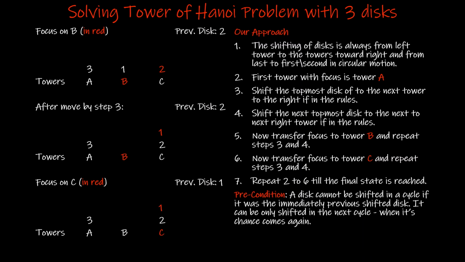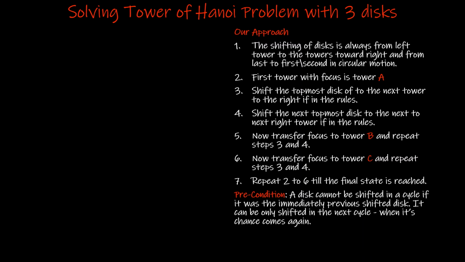Remember our rules, we can only shift the topmost disk, not any other disk. But you can see that 1 was the latest disk to be shifted, and we are in the same cycle, and therefore we cannot shift 1 in this very cycle, and therefore we have to move to the next tower in the series, which is again tower A. So our focus is back again on A. So this is our arrangement.